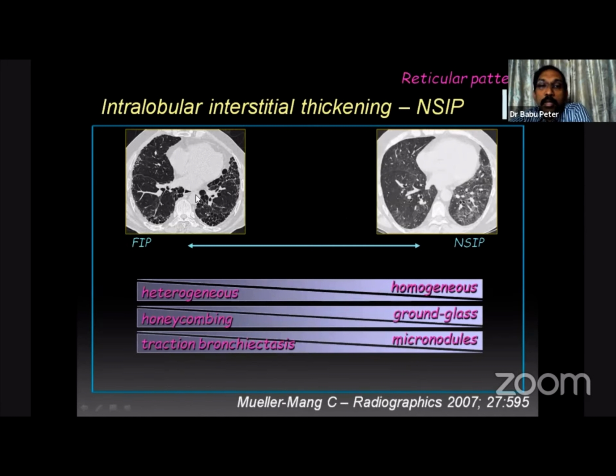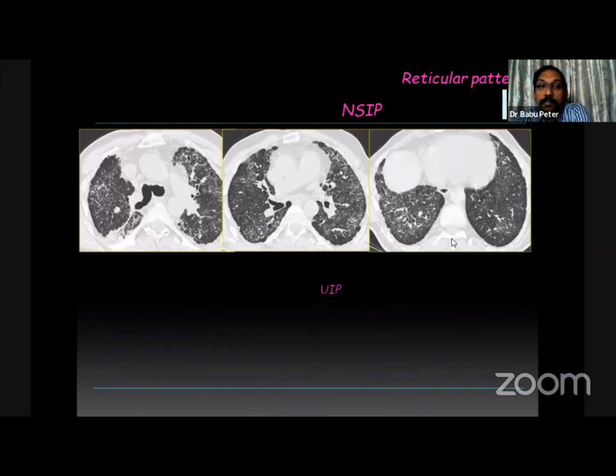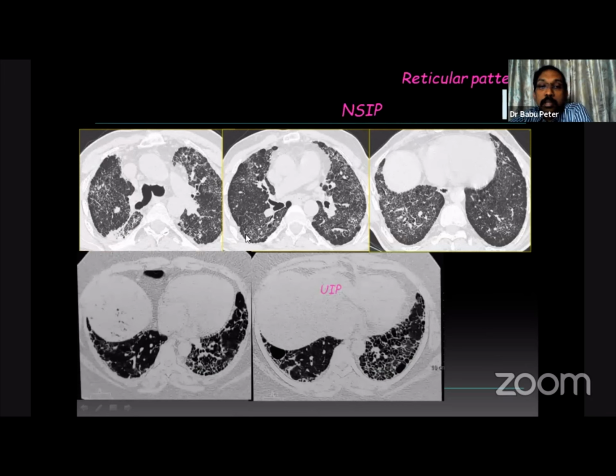To sum up the difference between the typical UIP pattern and the NSIP: honeycombing with basal predominance in UIP, whereas in NSIP, basal reticulation with subpleural sparing will be seen. So these are the differences seen between the NSIP and the UIP. The subpleural sparing is seen here. Here, predominantly honeycombing with basal subpleural reticulation.